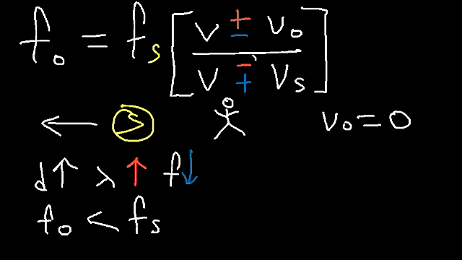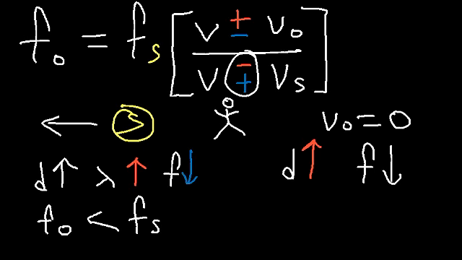Now we're focused on the denominator. If we want the frequency to decrease, we want the value of the whole fraction to go down, which means that we want the value of the denominator to go up. The value of the fraction and the denominator are inversely related. And if we want the denominator to increase, then we must choose the positive sign. So it's going to be V plus Vs.